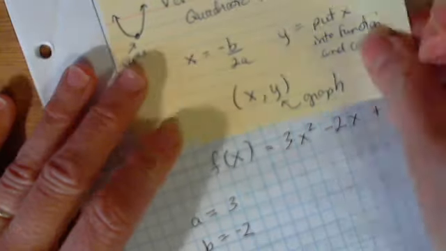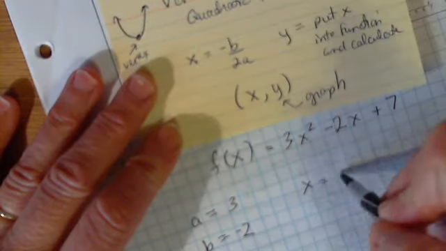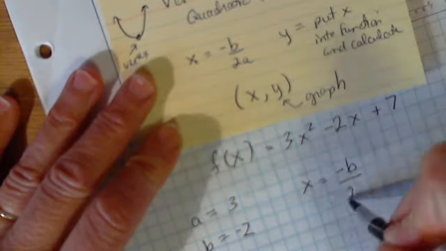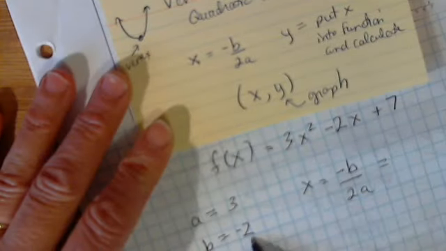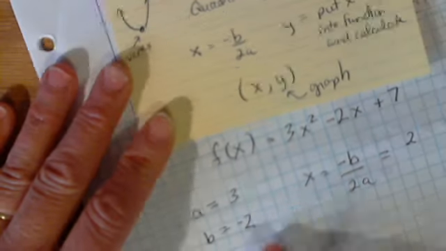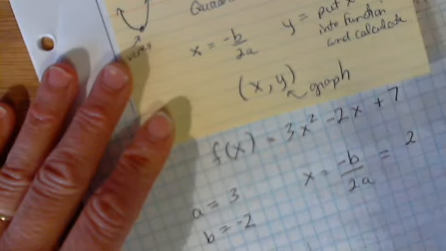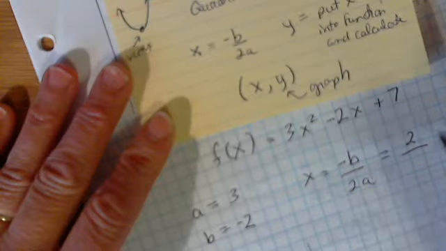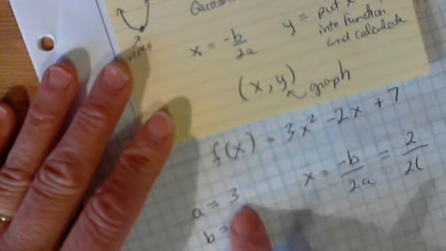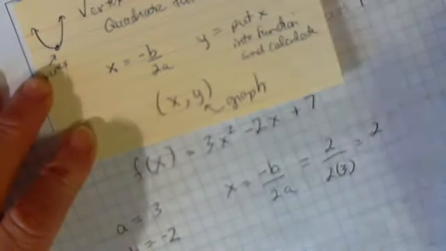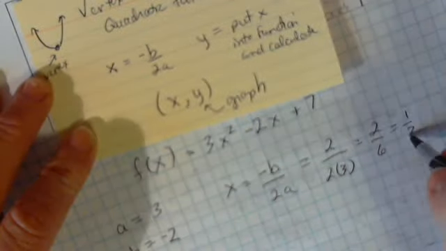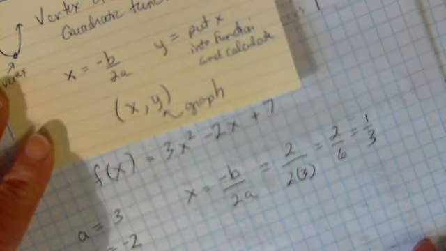Okay, so now I'm going to use my formula. X equals the opposite of b over 2a. So the opposite of b will be positive 2, because here it's negative and I want the opposite. Over 2 times a, so 2 parentheses 3, which is 2 over 6, which is 1/3. Okay?